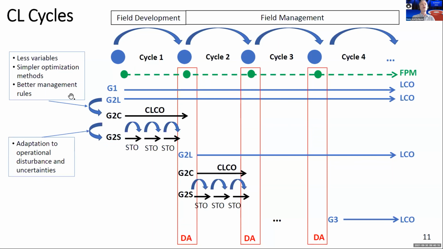For the cycle, we are going to concentrate our analysis in the variables that we can change within the cycle. So as we have fewer variables, we can use less time to optimize, simple optimization methods, and better control rules for the cycle.